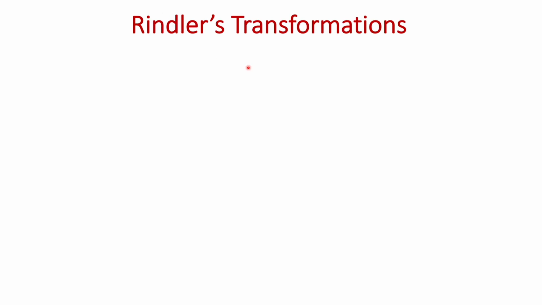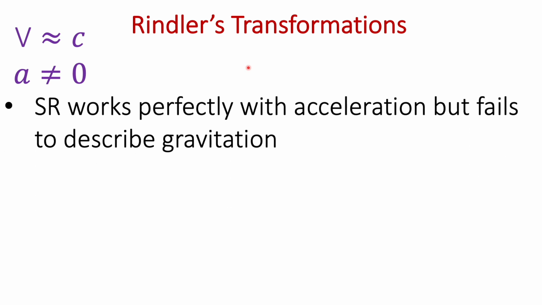So we all know that the special theory of relativity breaks when there is an acceleration in a frame. So in this case, we have to use Rindler's transformations. This is a case when the speed of an object is close to the speed of light and there is acceleration in the frame. The first thing is that the special theory of relativity works perfectly fine with the acceleration, but it actually fails to describe the gravitation.